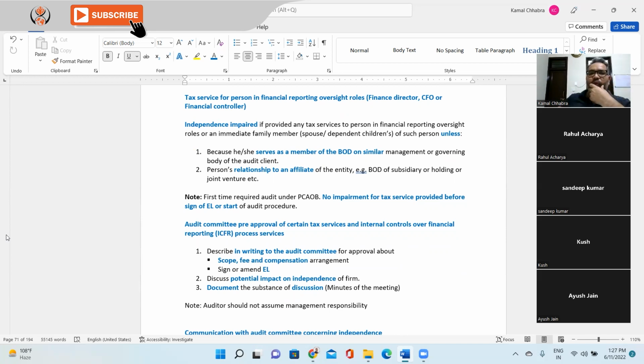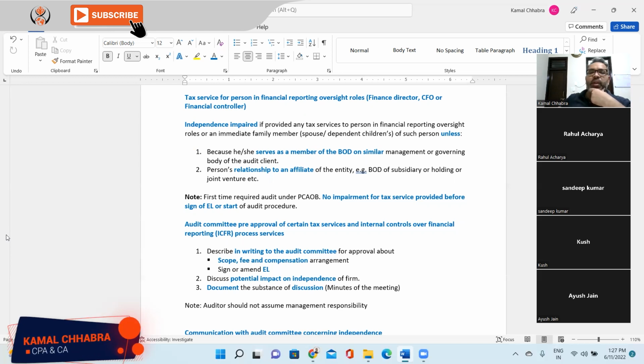Independence is impaired if you provided any tax services to a person in a financial reporting oversight role, or an immediate family member of theirs, unless those services are being provided because he or she serves as a member of the board of directors or similar management or governing body of the audit client.